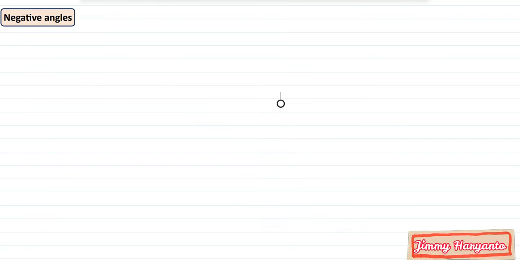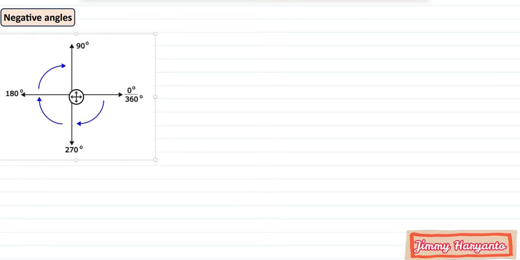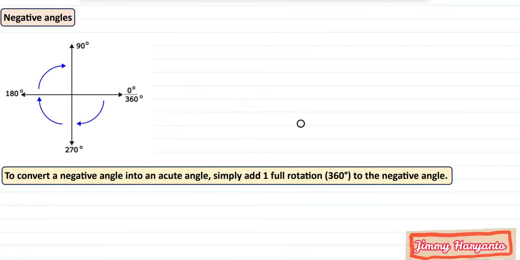Okay, next is negative angles. Maybe you are wondering why an angle can become negative. Negative is actually only the direction of the rotation. If the positive angle, the rotation is anti-clockwise. Negative angles means clockwise. To convert a negative angle into an acute angle, simply add one full rotation, 360 degrees, to the negative angle. Okay, the idea is just like this.